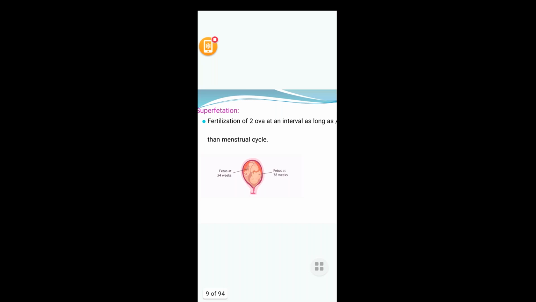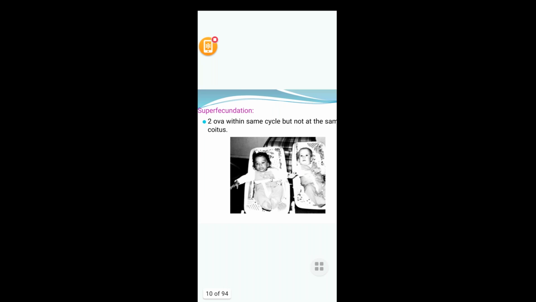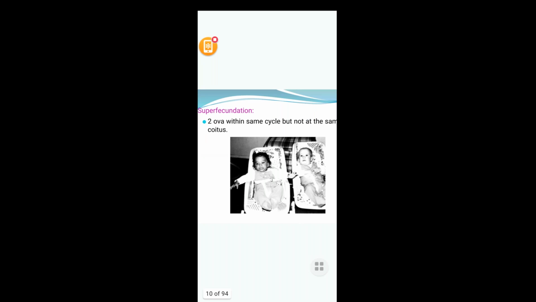That is superfetation. Whereas superfecundation is 2 ovum within the same cycle but not by the same coitus. Did you get the difference between fecundation and fetation? See, fetation is when it already has a baby in the womb. Super is more than that. So superfetation is fertilization of 2 ovums not in the same menstrual cycle. Next, superfecundation is fertilization of 2 ovums in the same menstrual cycle, need not be with the same coitus.